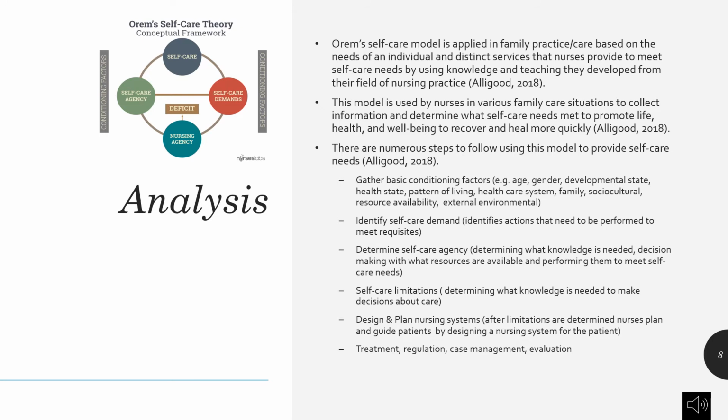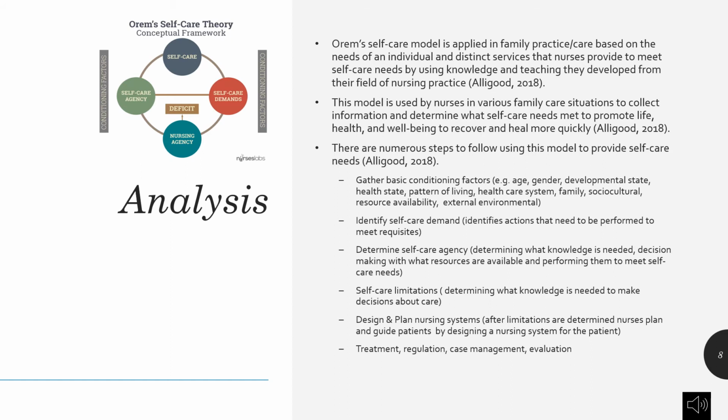The next is identifying self-care demand. Identifying actions that need to be performed to meet requisites that we talked about earlier in the presentation. Next is to determine self-care agency, determining what knowledge is needed, decision-making with what resources that are available, and performing them to meet self-care needs. Next is determining the self-care limitations. When we determine this, we determine what knowledge is needed to make decisions about the patient's care.